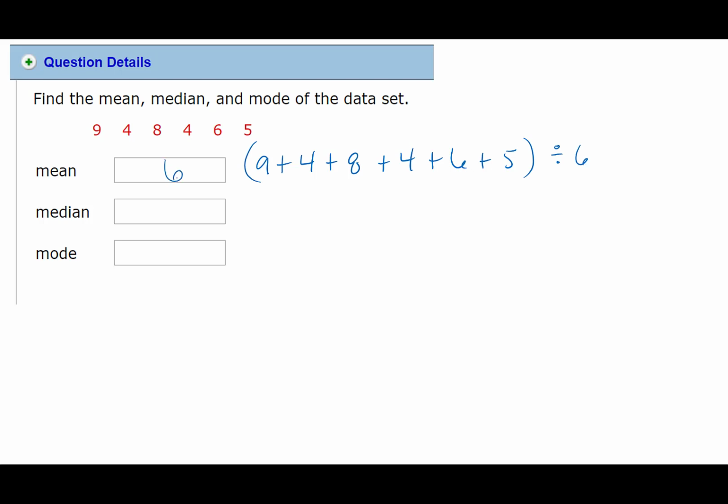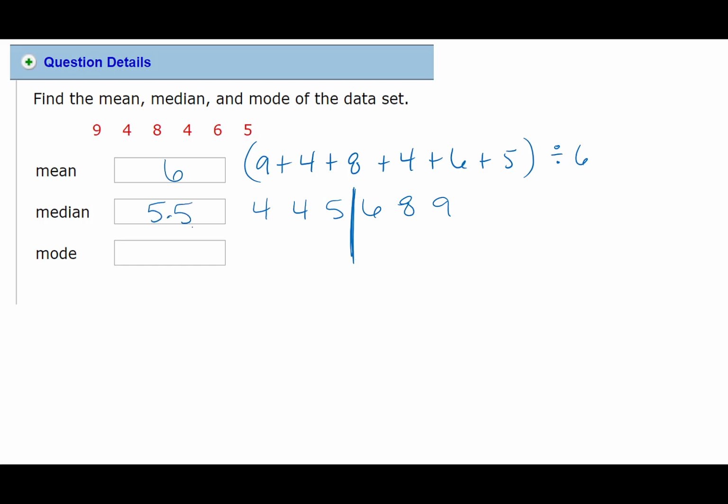Next, the median is the middle number when the numbers are in least to greatest order. The first thing I want you to do is rewrite these numbers in numerical order. So I'll have 4, 4, 5, 6, 8, 9. The middle number falls right here in between 5 and 6. When that happens, I want you to average 5 and 6 together. 5 plus 6 divided by 2 would give you a median of 5.5.